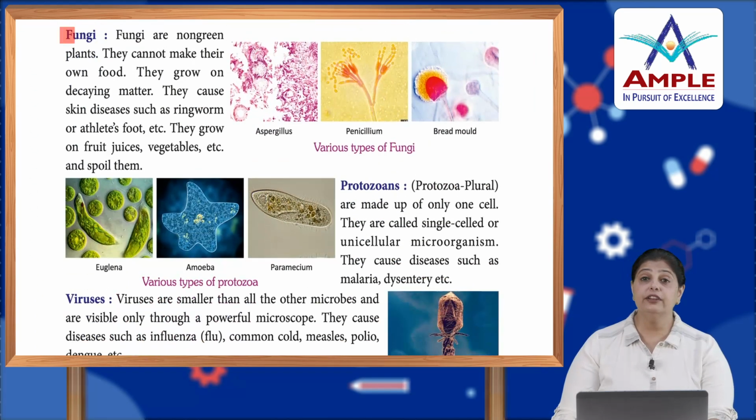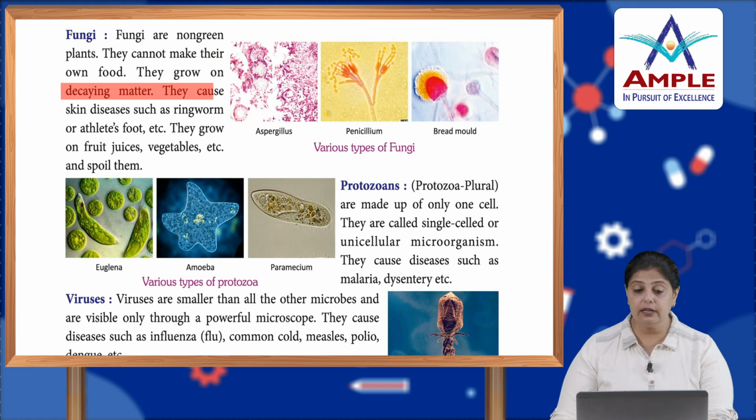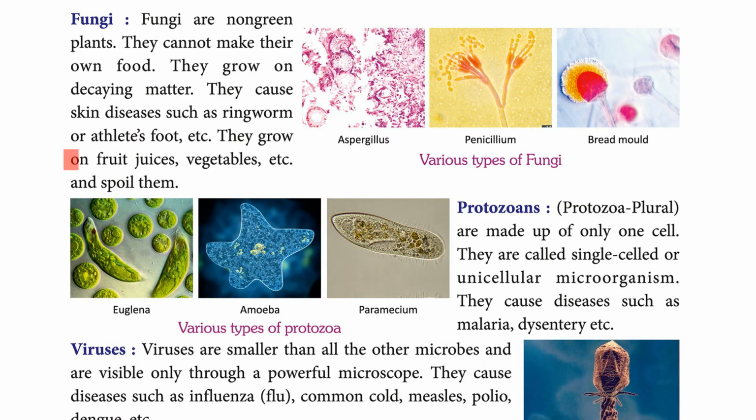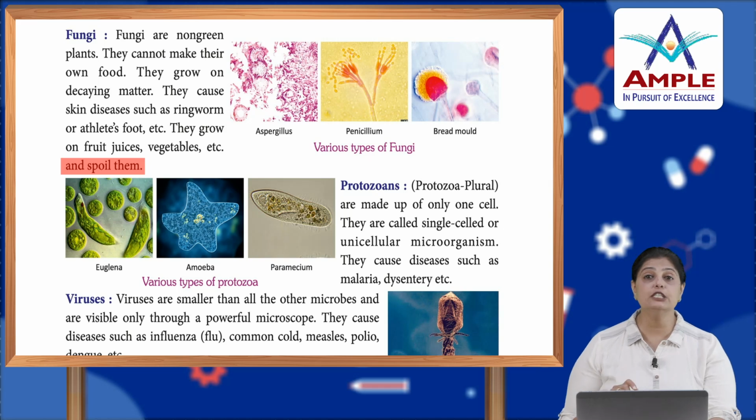Then there is fungi. Fungi are non-green plants, they cannot make their own food. They grow on decaying matter and they cause skin diseases such as ringworm or athlete's foot. They grow on fruit juices, vegetables, etc. and then they spoil them. So, when the food gets spoiled, you will always see a layer on it. That means that food is spoiled, there is fungus on it.